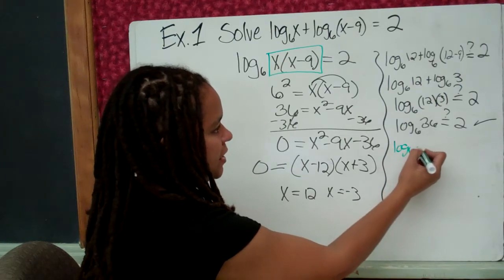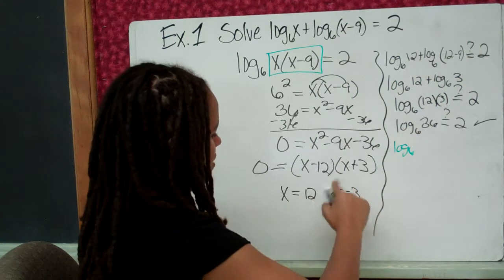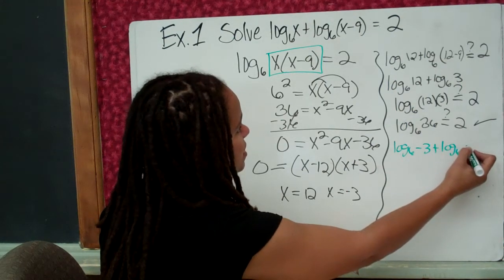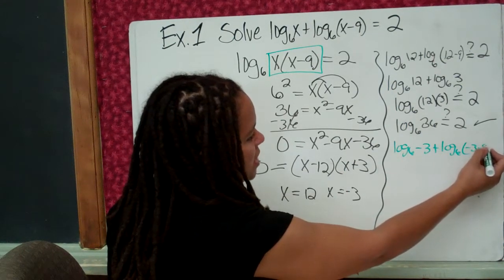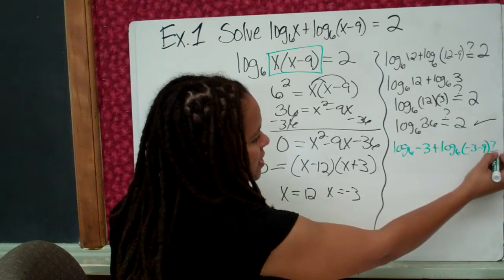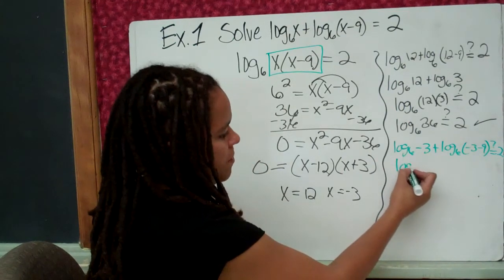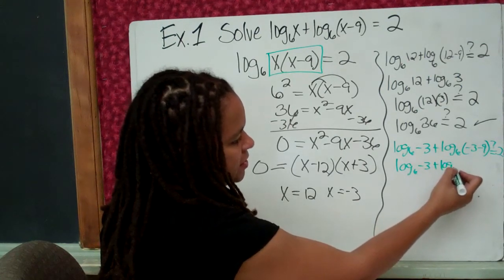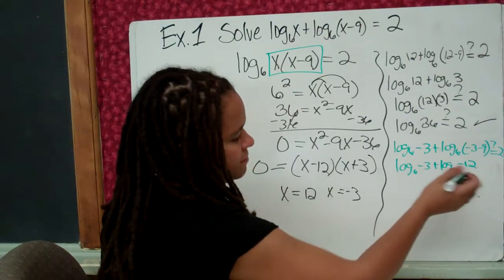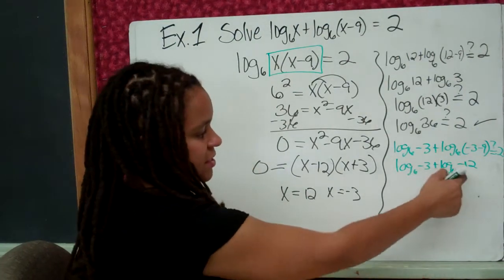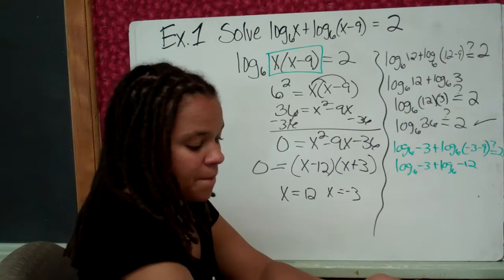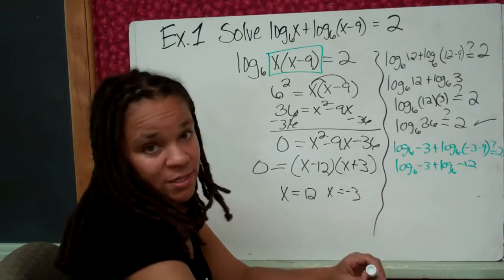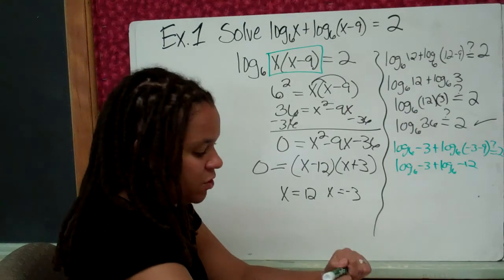Now let's try the other one. Log base 6 of negative 3 plus log base 6 of negative 3 minus 9. Does that equal 2? Log base 6 of negative 3, I see some problems already. Log base 6 of negative 12, not going to work, because of these negatives right here. You can continue going on, but you're going to see it doesn't work. As soon as you get a negative here, we may as well stop because it's not going to work.